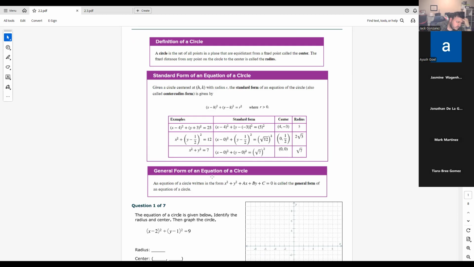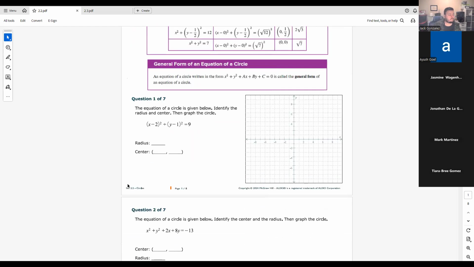Sometimes you'll have the circle in general form, which is this one right here. So if it's in this form, then you can't just pick out the radius and the center. You'd have to either change it into standard form or use a formula or try something else. Okay. So on number one, what's the center?